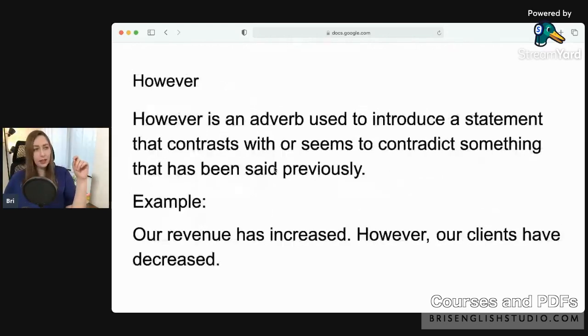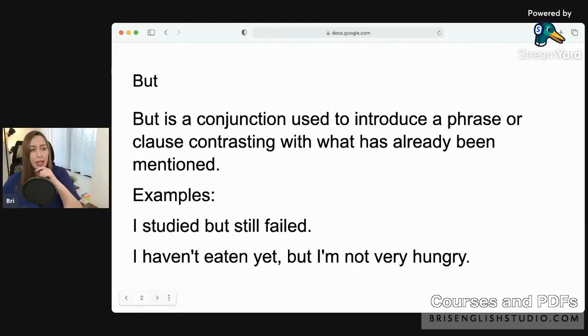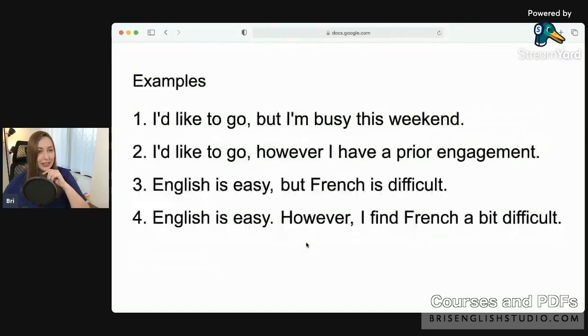Let's go back to my first example. I studied but still failed. So here, I studied, still failed. So still failed cannot be a sentence on its own. So we can use but here. However, we do not need a comma, okay? Is it understandable? Very good.